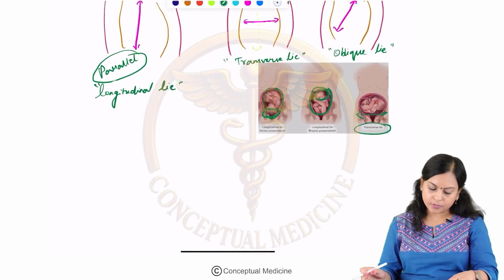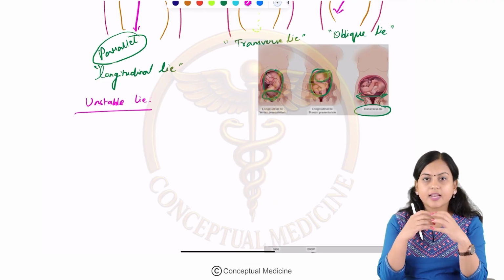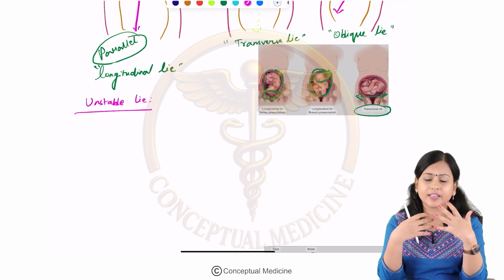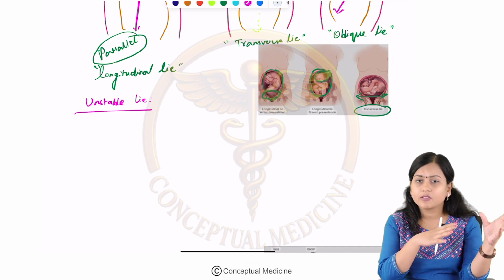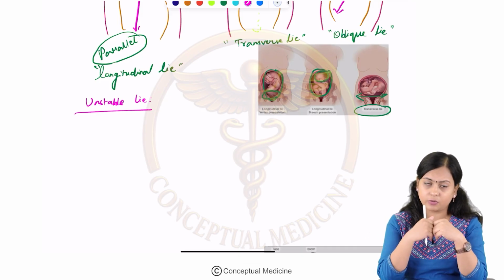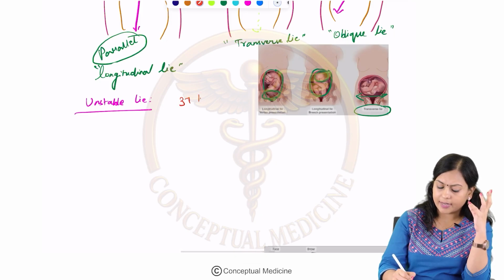Also, you have one more type of lie that is known as unstable lie, okay. Unstable lie means the lie of the baby is not fixed, okay. We cannot tell whether it is in a longitudinal lie or a transverse lie or an oblique lie. It is not fixed at all. One time we examine it will be in a transverse lie, other time we examine it will be in a longitudinal lie, like that, okay. Mostly lie of the fetus has to get fixed by at least 37 weeks, okay.